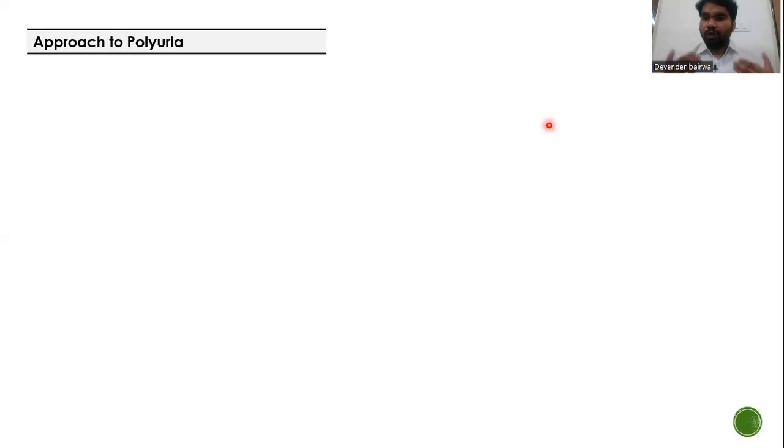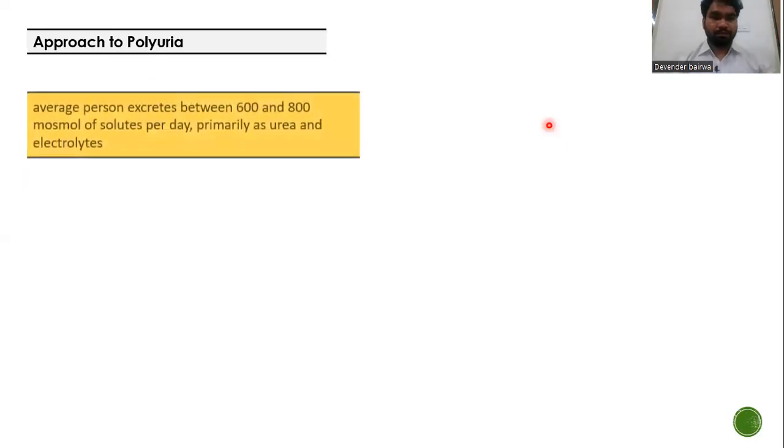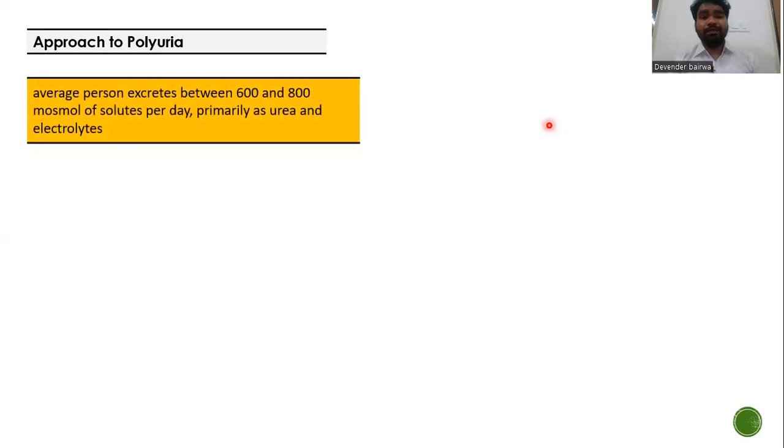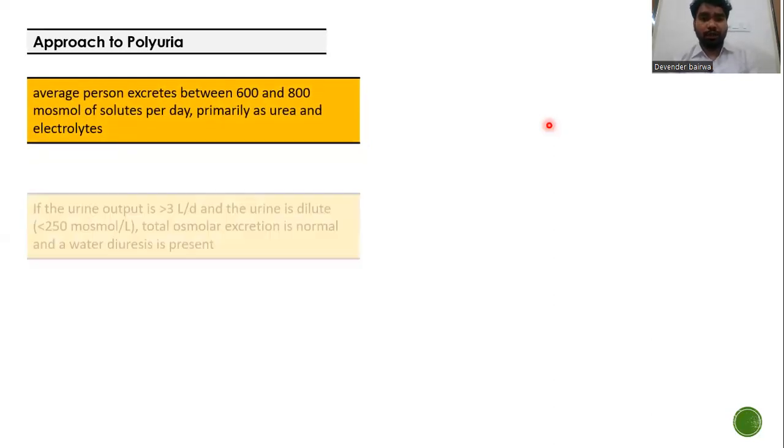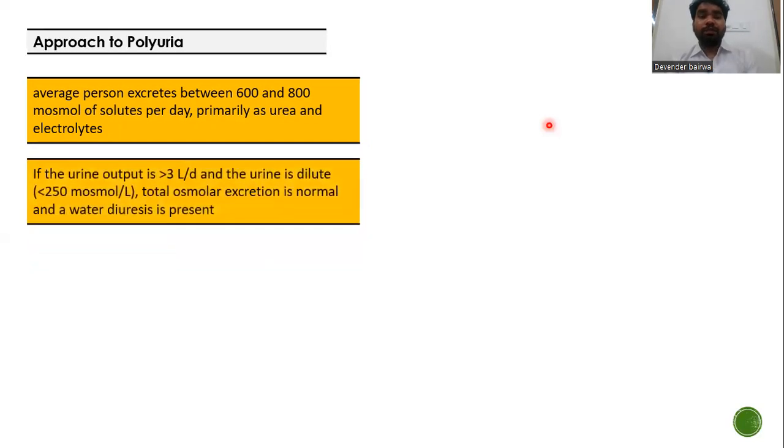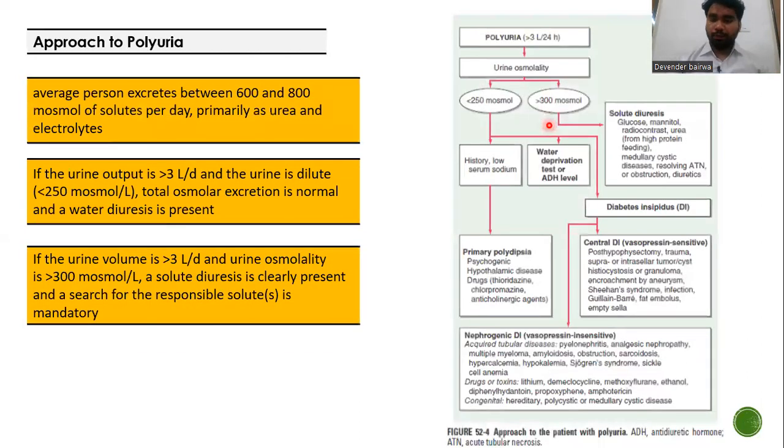Therefore, the definition of polyuria is if somebody is producing more than 3 liters of urine per day. The average person excretes between 600 to 800 milliosmoles of solutes per day, primarily as urea and electrolytes. If the urine output is more than 3 liters per day and the urine is dilute, total osmolar excretion is normal and water diuresis is present. So now understand this, what are they actually trying to tell you.